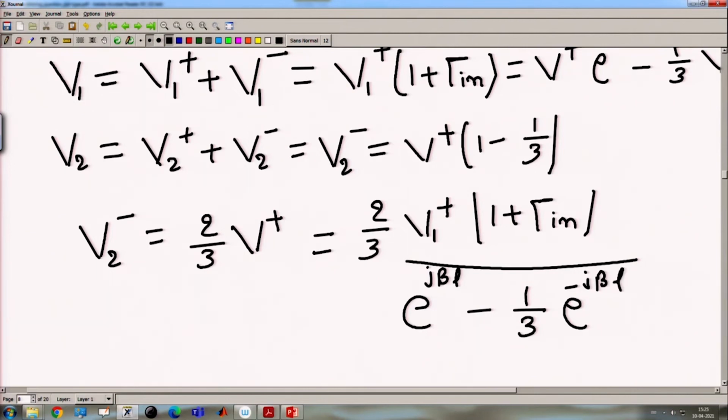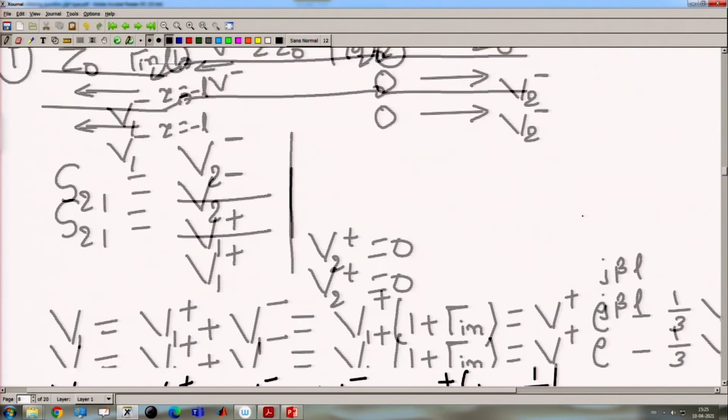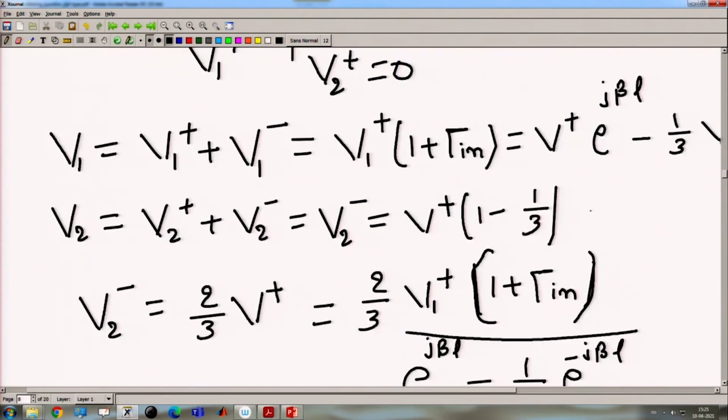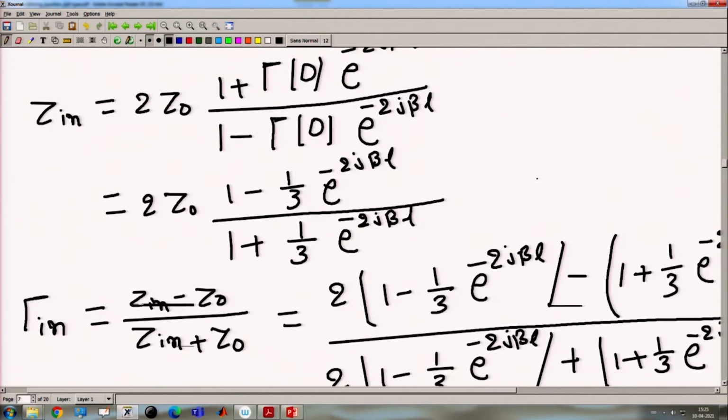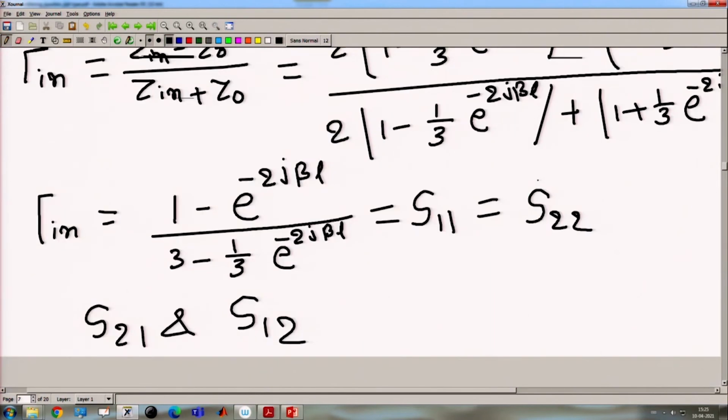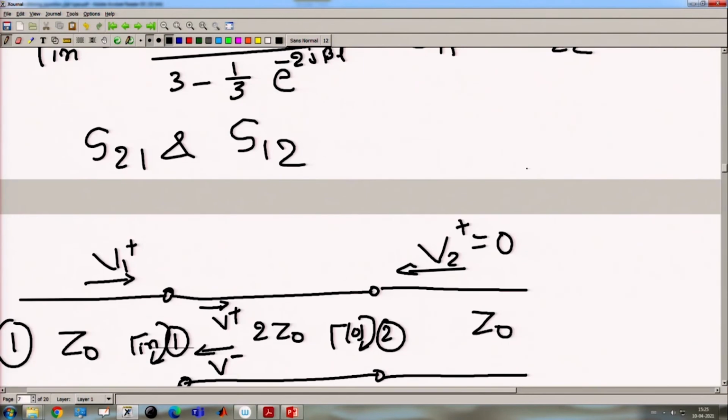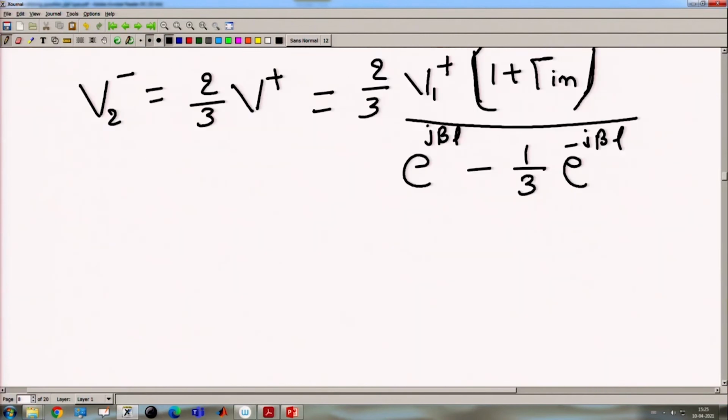So, this is V2 minus, and this is in the bracket, it is not mod. So, 1 plus gamma in. Gamma in value we can substitute. This will be gamma in: 1 minus e to the power minus 2 j beta L divided by 3 minus 1 by 3 e to the power minus 2 j beta L. So, gamma in will be same.